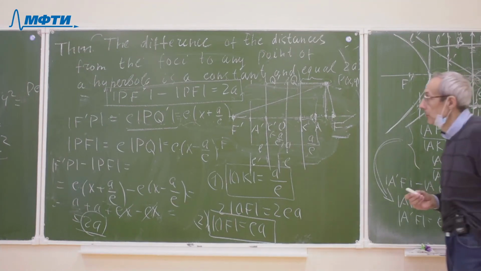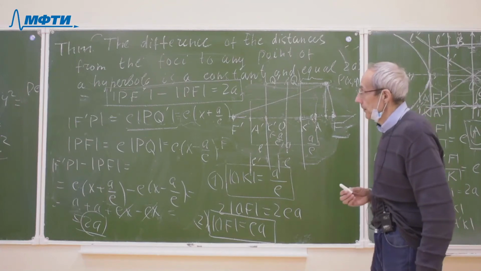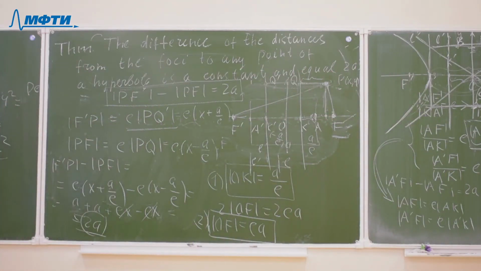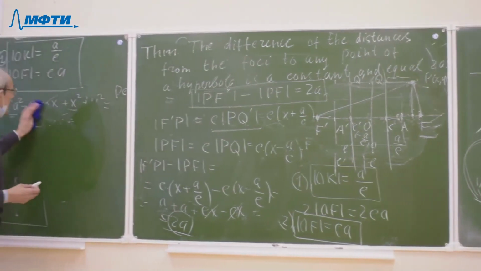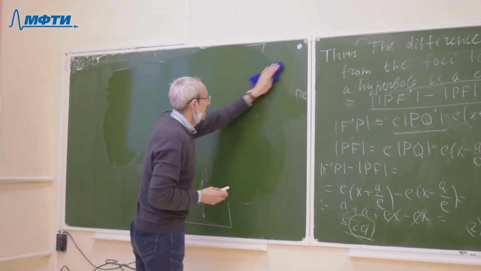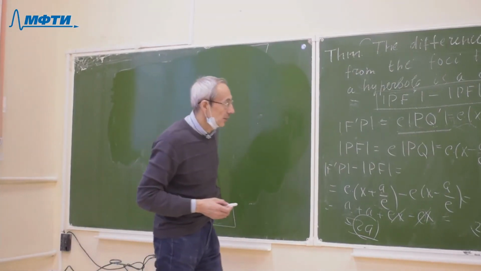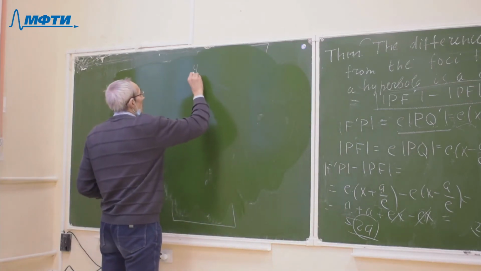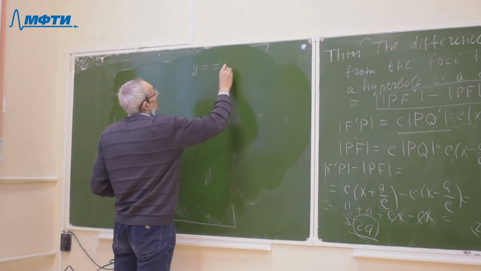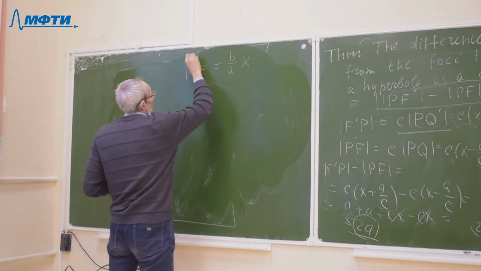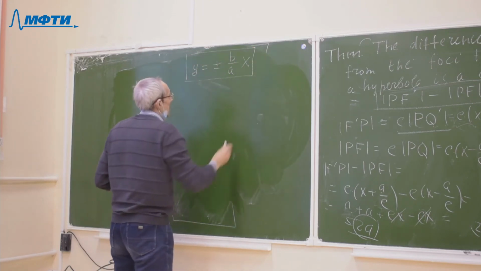And the last topic will be a description of the asymptotes. I am going to prove that the curves defined by this formula, y equals plus or minus the ratio B over A times x, these two lines are asymptotes.